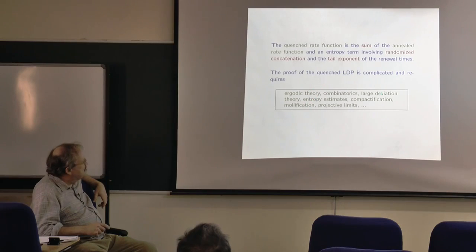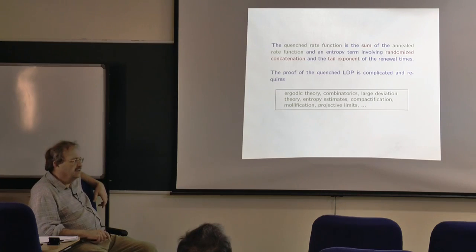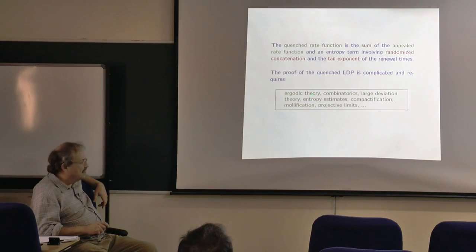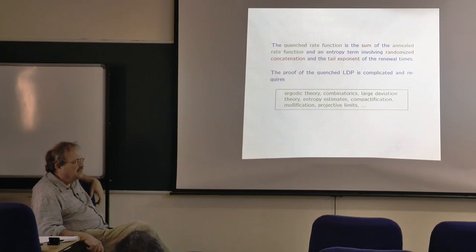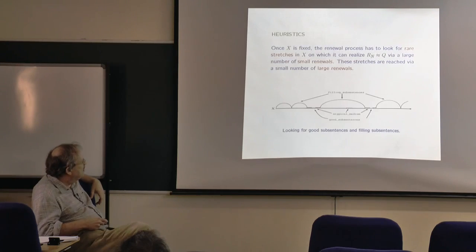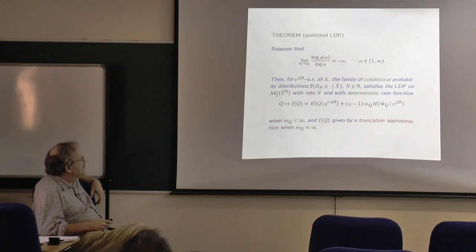I am not in a position to give you the full proof of this because it's really very complicated. We use ergodic theory, combinatoric large deviation theory, entropy estimates, compactification, modification arguments, projective limits. It's very difficult, surprisingly difficult, and it was a big struggle. It took us quite a long time to actually prove this theorem. But fortunately, something interesting came out, and what came out is also very explicit.